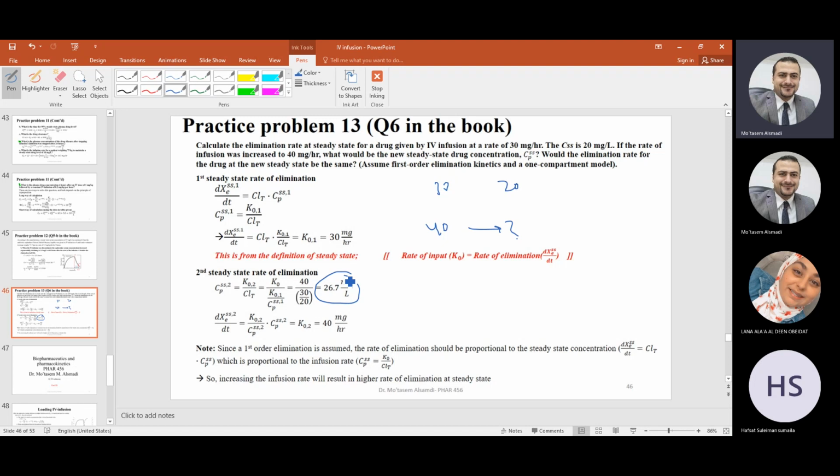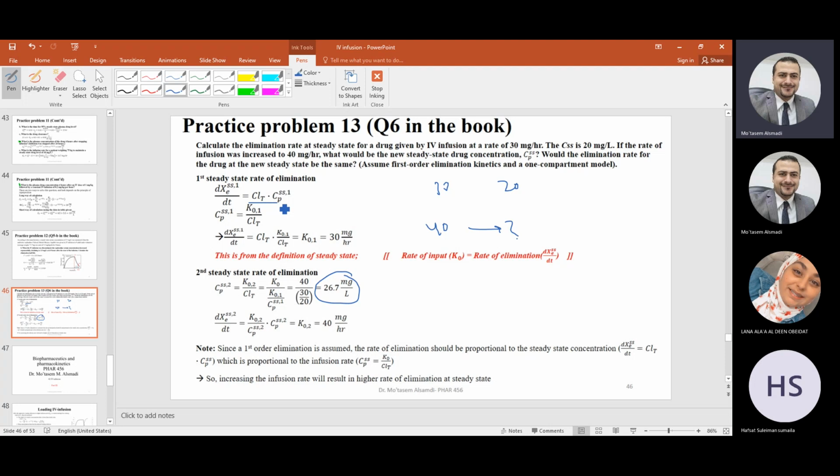Now the second part. At steady state, the definition of steady state is the case where the input is equal to the elimination rate, right? What does the elimination rate equal? We know it equals clearance multiplied by what? By CP, right? So at steady state, the elimination rate equals clearance multiplied by CPSS. Now, what's CPSS? CPSS is equal to K0 divided by clearance. Now multiply them together. You are multiplying clearance with K0 divided by clearance.